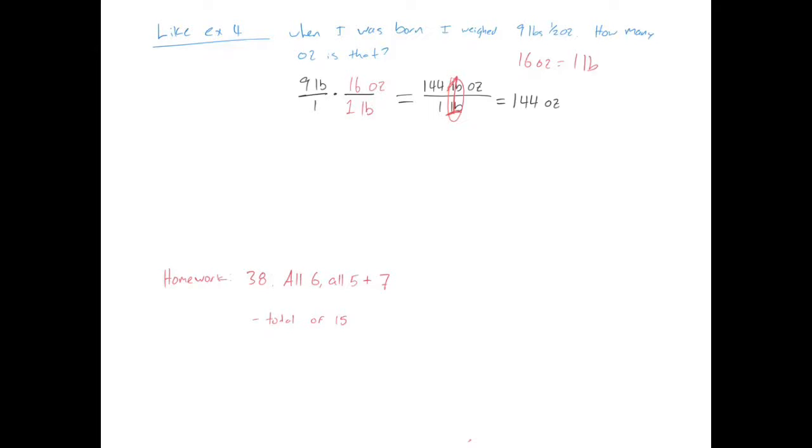And so then I'm ending up with just 144 ounces. Now be careful, don't circle that as your answer too fast, because that's just what the 9 pounds is. 9 pounds changed into 144 ounces. So my actual answer that I'm wanting is 144.5 ounces. Because remember, 1/2 is the same as 0.5. So the answer would actually be 144.5 ounces.